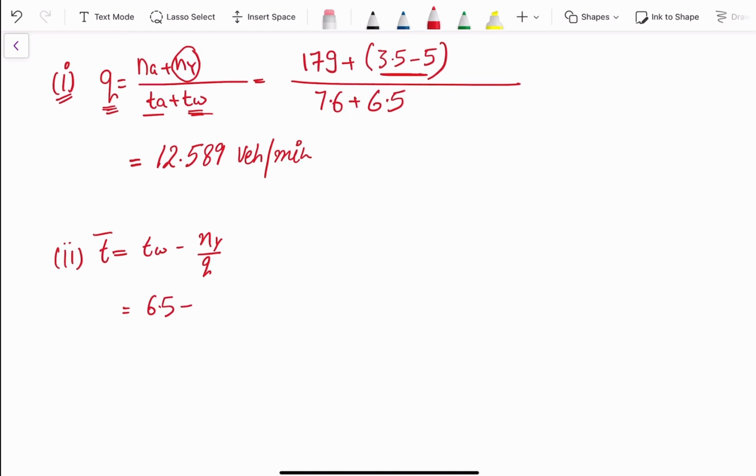NY we have already seen here. NY will be minus 1.5. Q we have found in step 1, so Q will be 12.589. Solving it, the answer will be 6.619. What will be the unit? Unit will be minutes. Okay, so this is the average journey time.